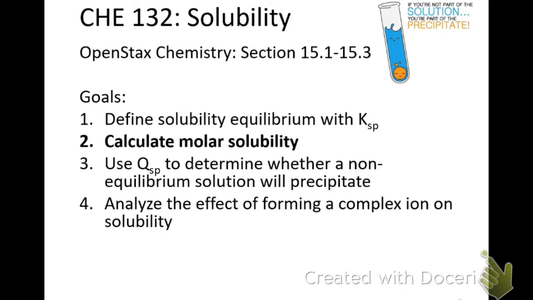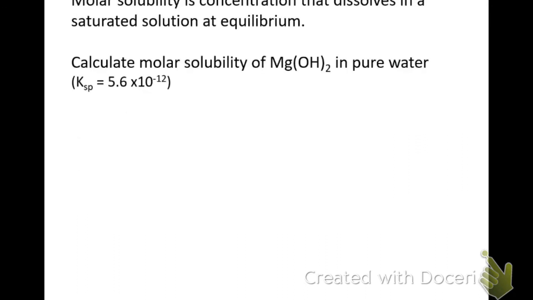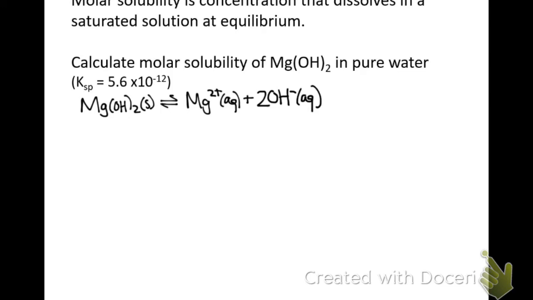Okay, so our next topic is to calculate the molar solubility. And so molar solubility is defined as the concentration that dissolves in a saturated solution at equilibrium. So we want to know how much of the Mg(OH)2 dissolved in pure water would become ions. So it's first helpful to start out with our balanced chemical reaction. We said Mg(OH)2 becomes Mg2+ plus 2OH-.